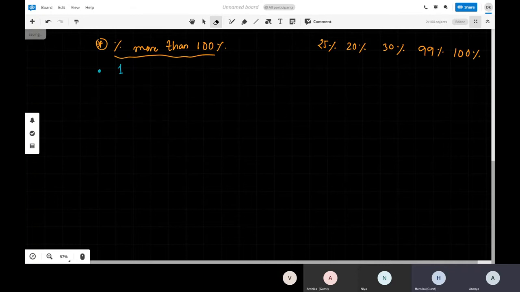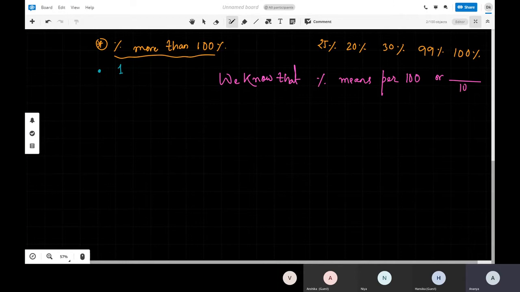Just think like this. Remember, when we began with percentages, we got to know that percentage means per 100. Now, what does per 100 mean? Per 100 means divided by 100, right? Whenever we see a divided by 100, we can just change that to the symbol of percentage, right? Do you agree? Yes, ma'am. So suppose we have a 1 in here.